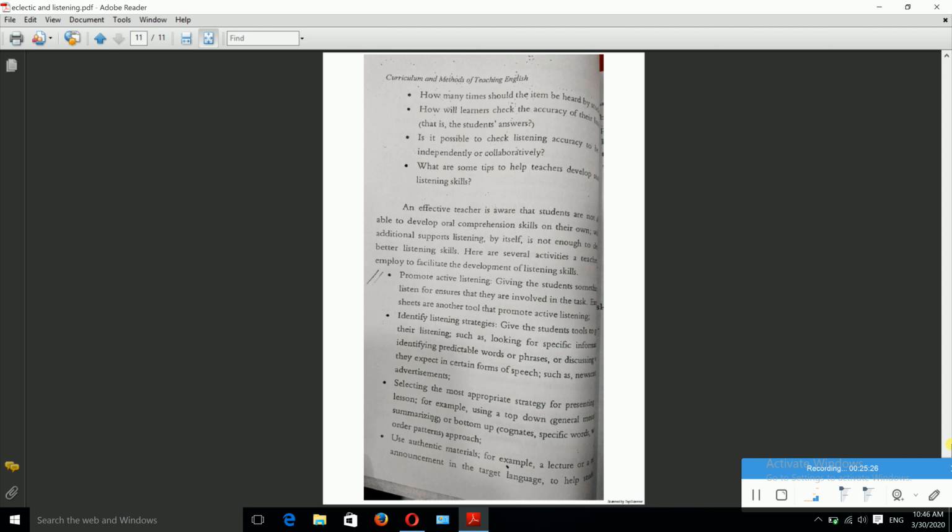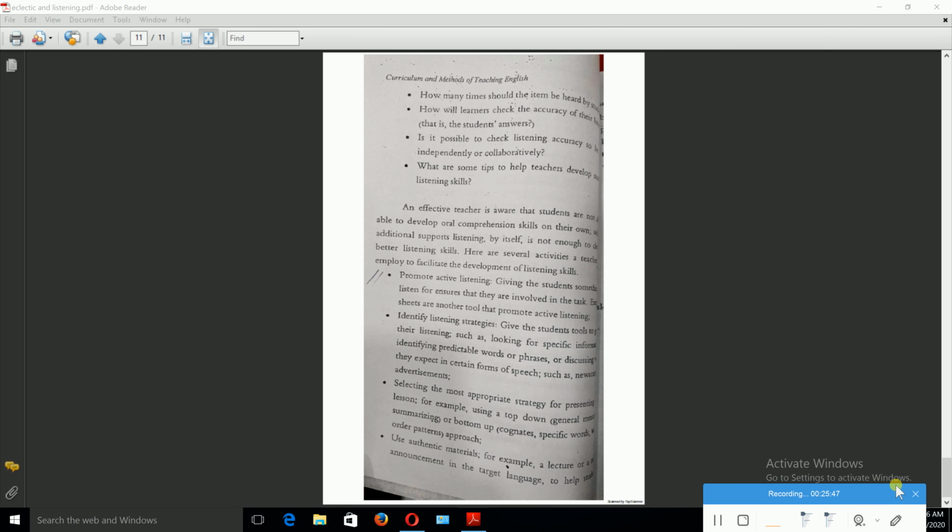Use authentic materials, for example, a lecture or radio announcement in the target language to help students become accustomed to different accents, and to a realistic pace of speech.